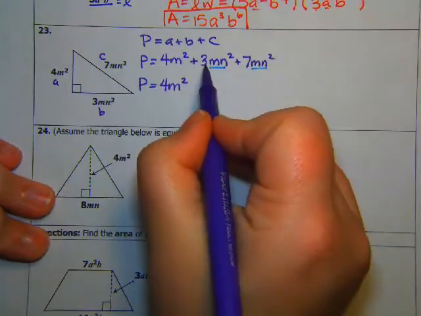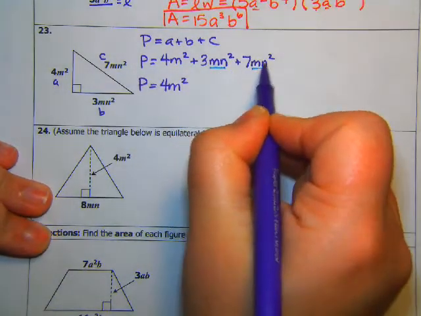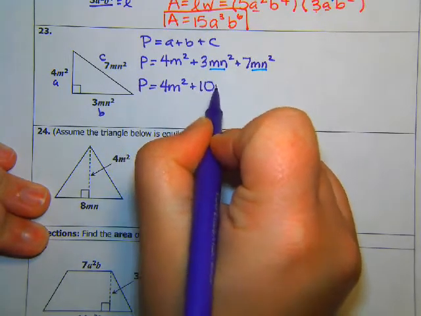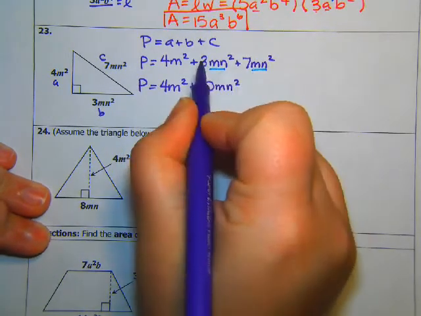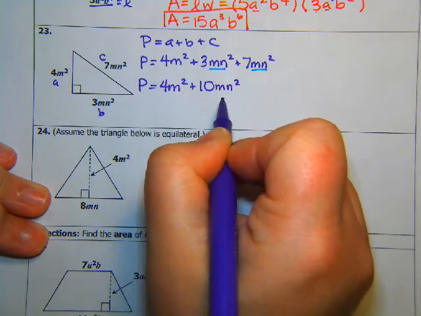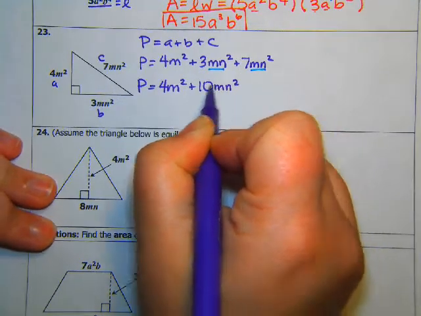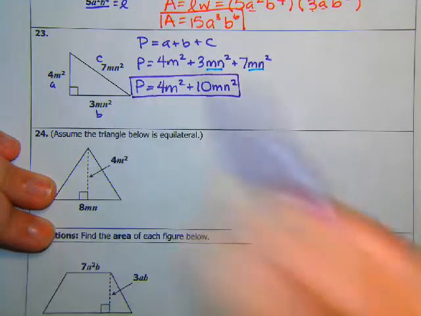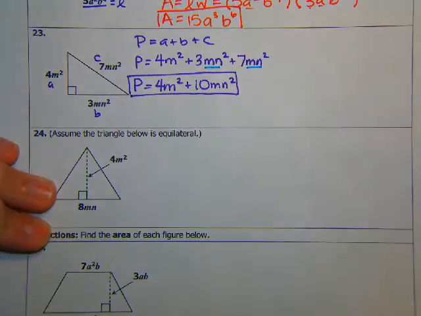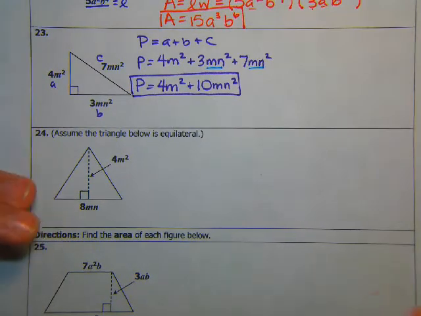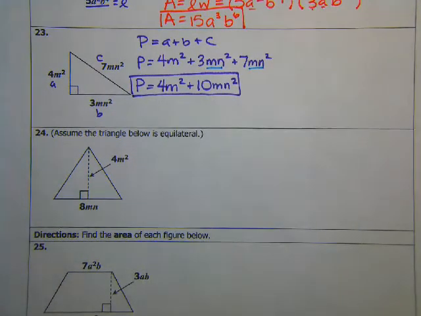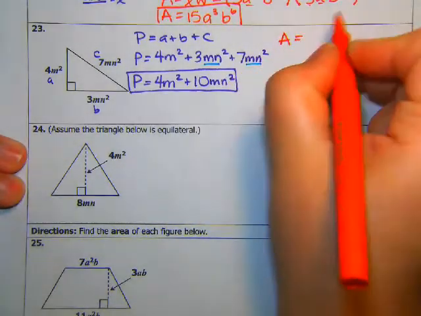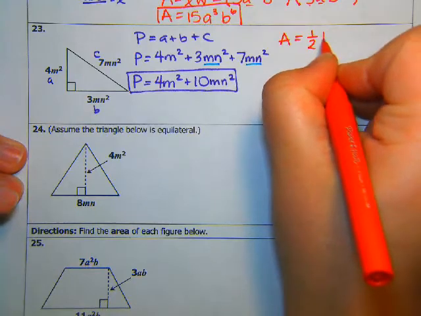And then here I have 3mn squared and 7mn squared. That makes 7 plus 3 is 10mn squared. Remember, when you combine them, you're only adding the coefficients and the variable part stays exactly the same. So again, there's the perimeter, not answers that we're used to seeing when you find perimeter. You want it to be a number. It's this expression. And then area for a triangle is 1/2 base times height.